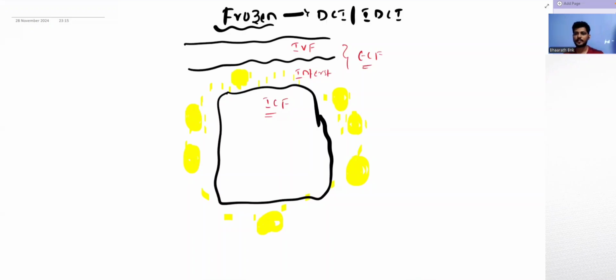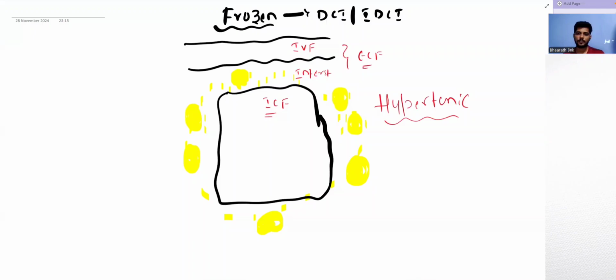Now, when it becomes an ice crystal, because the amount of free water in the extracellular fluid reduces, it becomes hypertonic. It's simple. Because the solute concentration relatively increases, the fluid concentration is reduced. Although it is there in the form of ice, it does not contribute to the fluid. So that is why the fluid volume reduces, and this solution becomes hypertonic.